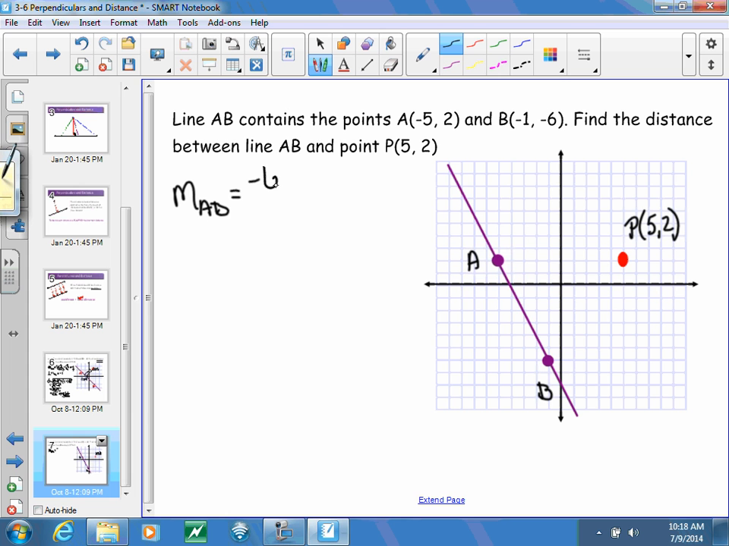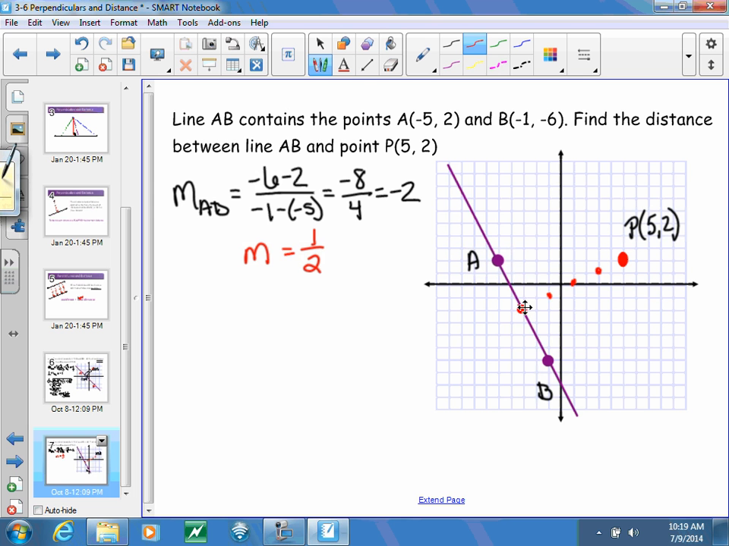So I need to find the slope of AB first. So here I have -6, subtract 2, divide that by -1 minus a -5. So that gives me -8 divided by +4. So that gives me -2. So my slope of AB is -2. That means my perpendicular slope is going to be +1/2. So I'm going to go down 1, over to the left 2, down 1, over to the left 2, because if I go down and to the left, it's staying negative there.